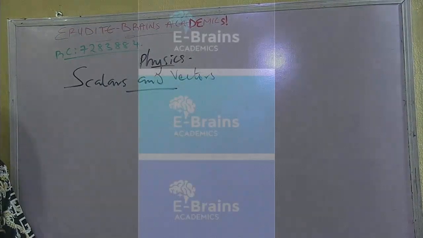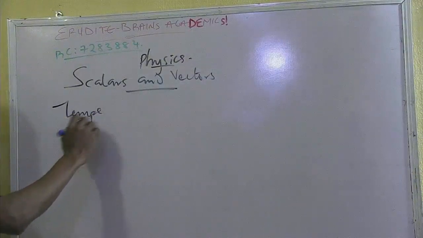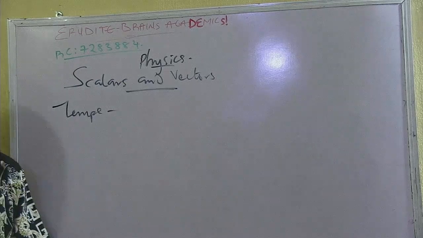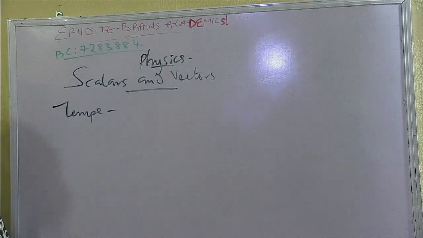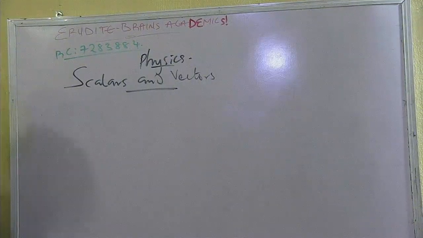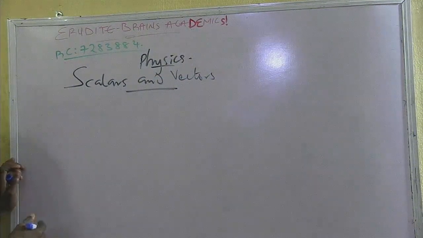They don't have direction. We have temperature, we have energy, stuff like that. They are scalar quantities. They don't have direction. Direction is not used to describe them. Okay, and calculations on scalars are done the normal way, the normal way you do calculation, addition and subtraction.